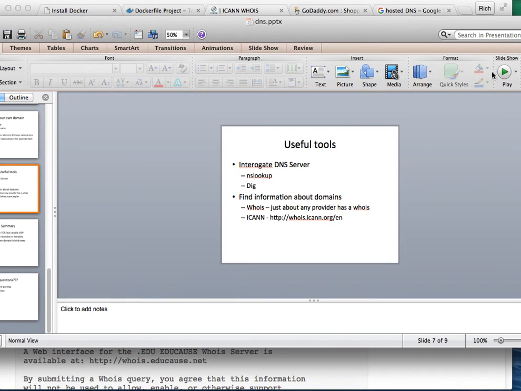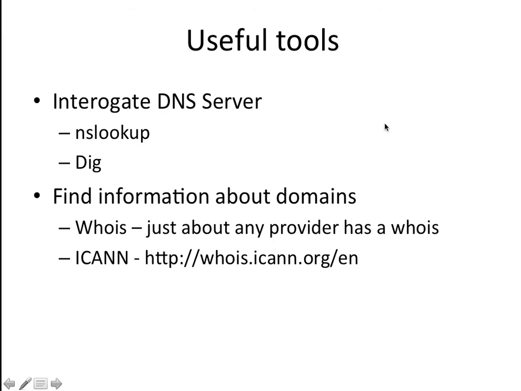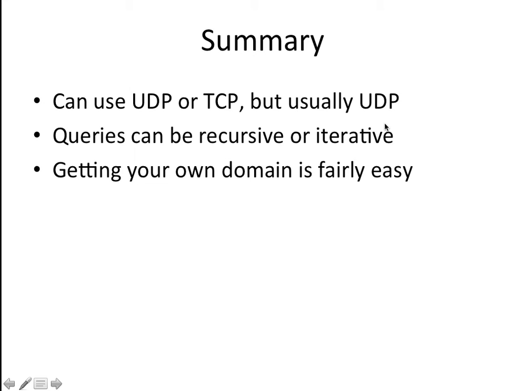So let's see how many more slides. Not many more slides. So that's some useful tools. Yeah, so that was a quick overview. Summary, you can use UDP or TCP, but usually it's UDP, port 53. Queries can be recursive or iterative. Getting your domain is fairly easy. And one more I didn't have on here, NSLOOKUP and dig are some tools you can use to interrogate name servers. And you can look up information about who owns a domain in the Whois.